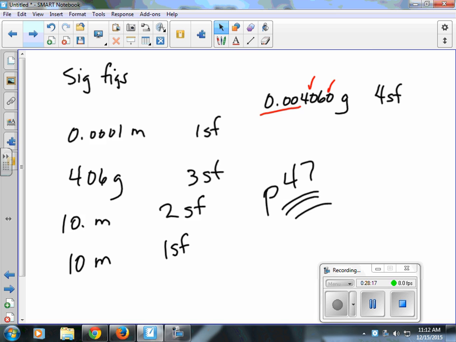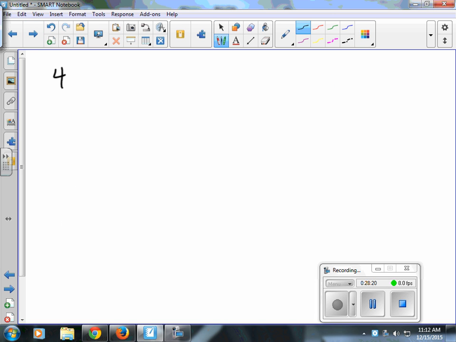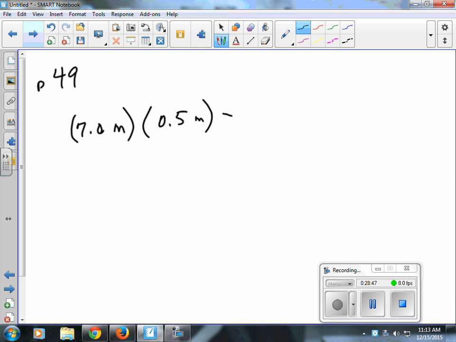Page 49. Let's do it this way. What would that answer be? Like 3.5? 3.5. Yeah. 7 divided by 0.5, actually, that'd be 14. What would that be? That's sad, isn't it? 3.5? 14, yeah.